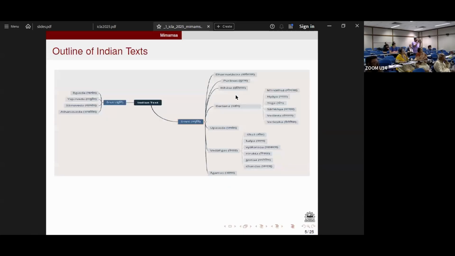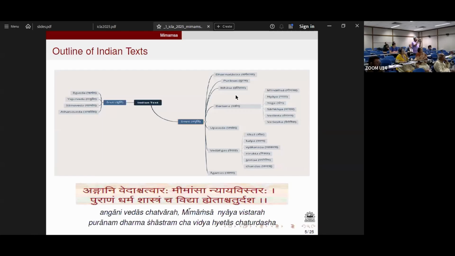Not sure if you can see the whole thing. All right. So this is just an outline of the various Indian texts that we typically have, right? So we have a shloka which says, Angani Vedas Chatvaraha, Mīmāṁsā Nyāyavistaraha, Puranam Dharmashastram cha Vidya Heta Chaturdasha. So there are supposed to be 14 different domains of knowledge which cover the entire domain of everything that is to be learned, kind of.